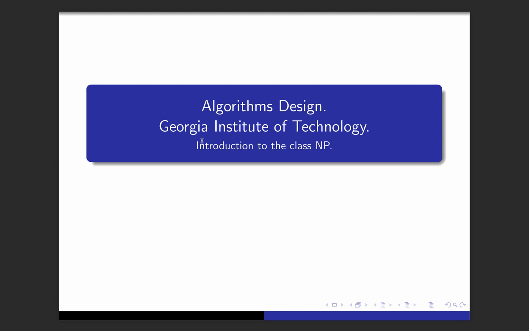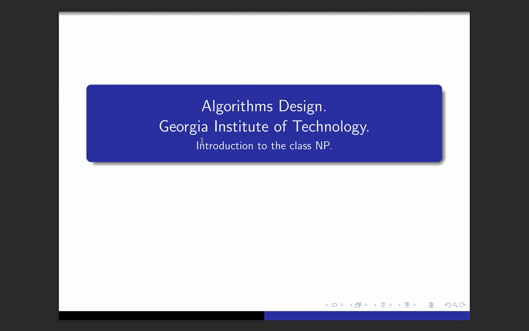We're going to devote the next few weeks to the study of the class NP. We're going to introduce the theory around this class, and we're going to talk about problems that belong to this class. This is one of my favorite topics because it doesn't center around designing algorithms to solve problems, but more about identifying and proving that certain problems are yet too hard for us to solve.